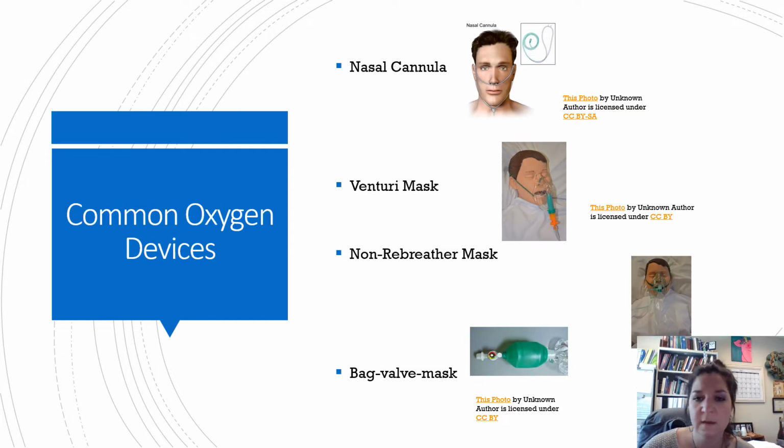Some common oxygen devices that you will see as a nurse. The first one is the nasal cannula. So that's a low flow oxygen device. We give anywhere between 1 to 6 liters of oxygen with nasal cannula.